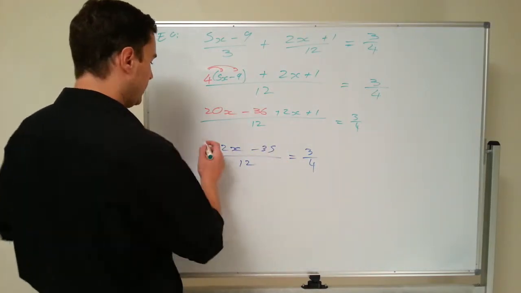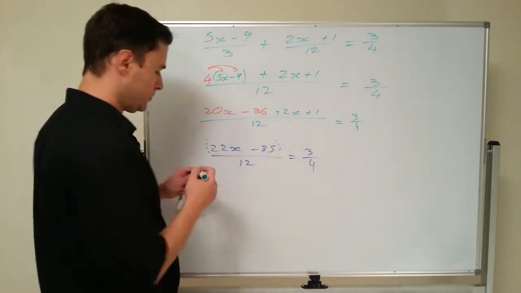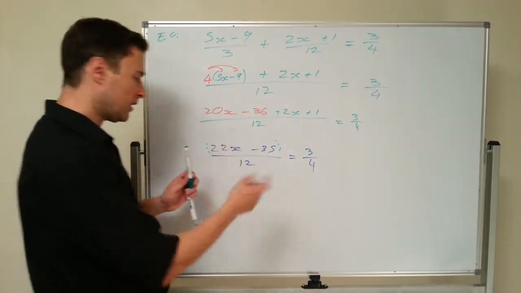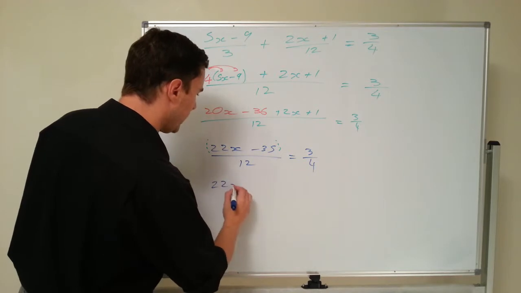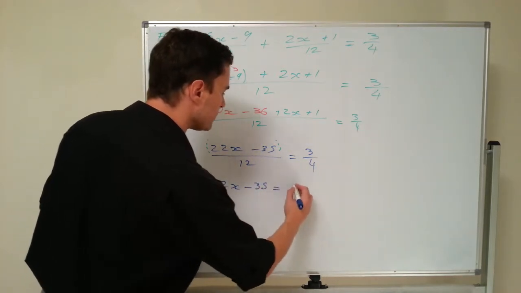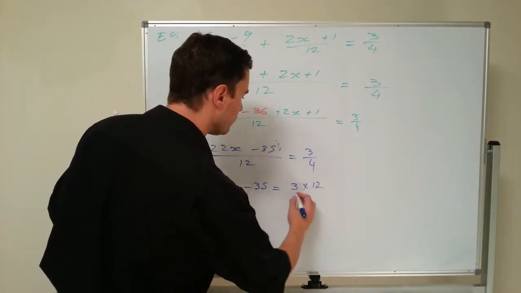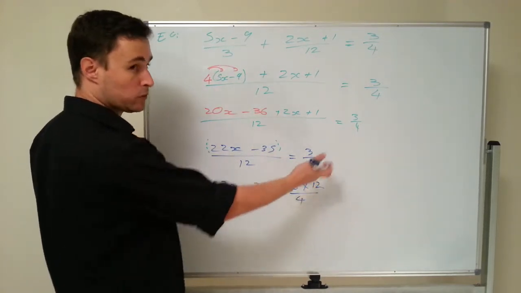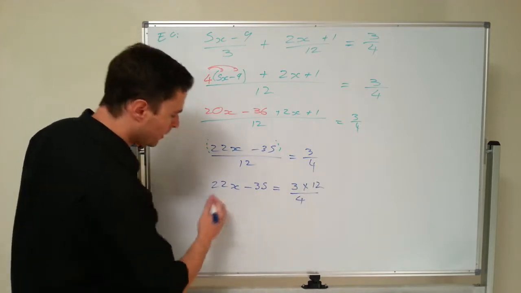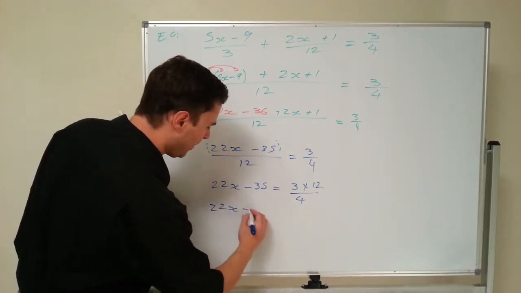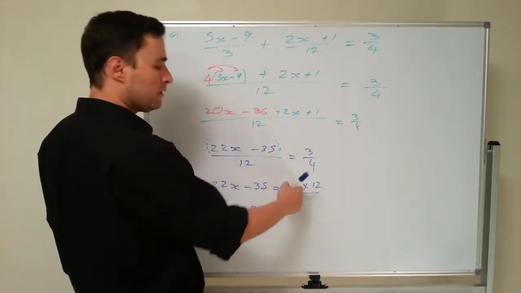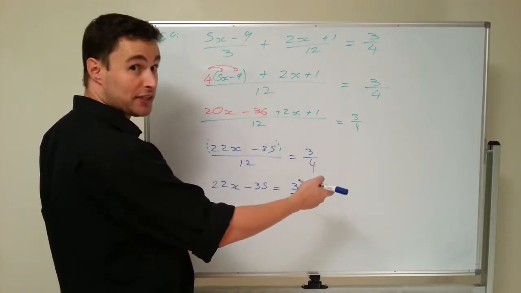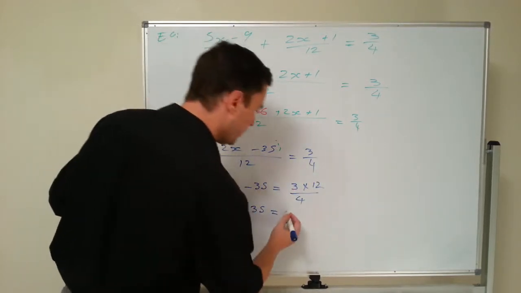And now I can go back and do BIDMAS backwards and OTOS. So the opposite of divide by 12 is times by 12. I've got 22x minus 35 equals 3 times 12 divided by 4. That's what it means: 3/4 of 12 is 3 times 12 divided by 4. So 22x minus 35 equals 3 times 12, which is 36. 36 divided by 4 is 9.